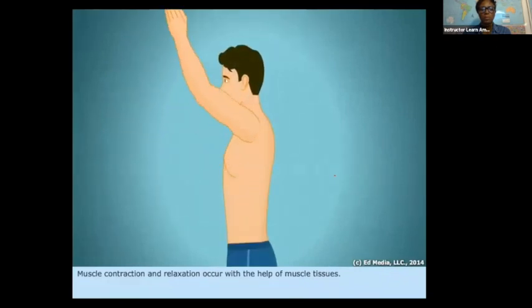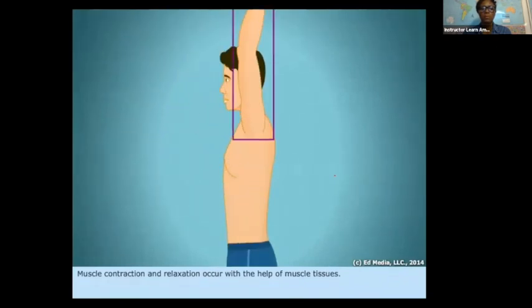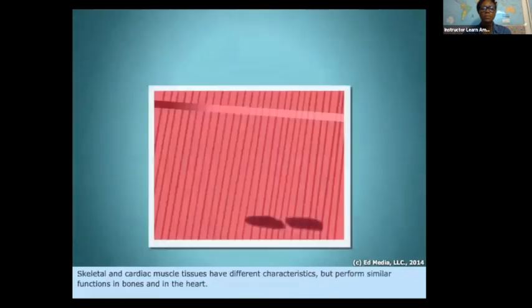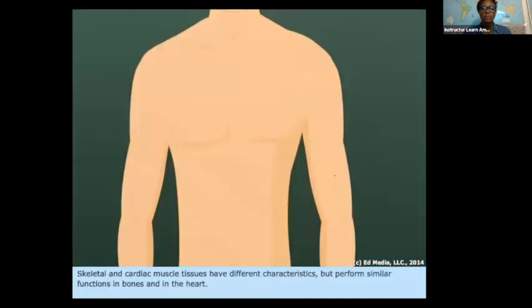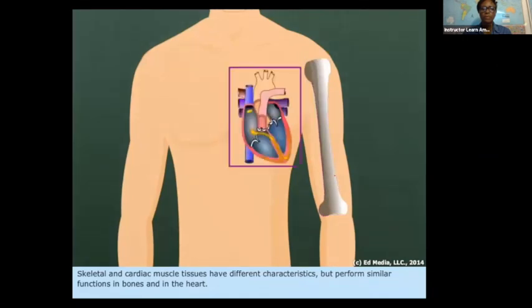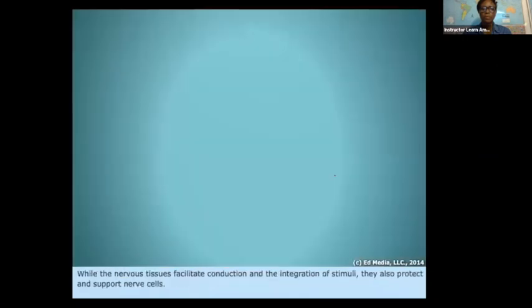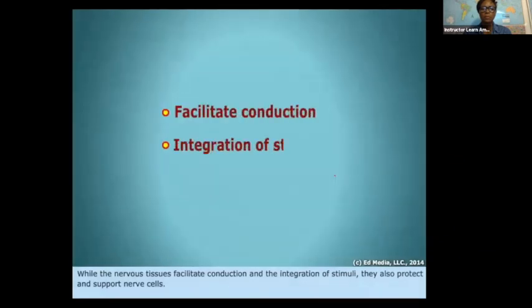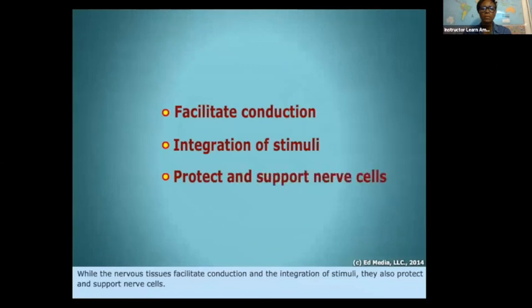Muscle contraction and relaxation occur with the help of muscle tissues. The skeletal and cardiac muscle tissues have different characteristics, but perform similar functions in bones and in the heart. While the nervous tissues facilitate conduction and the integration of stimuli, they also protect and support nerve cells.